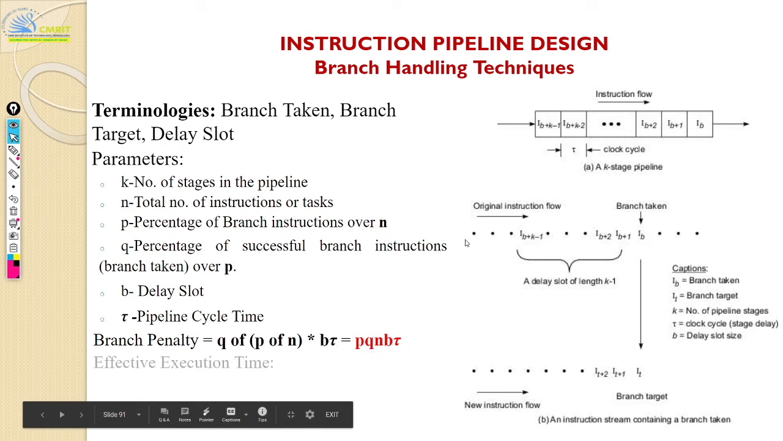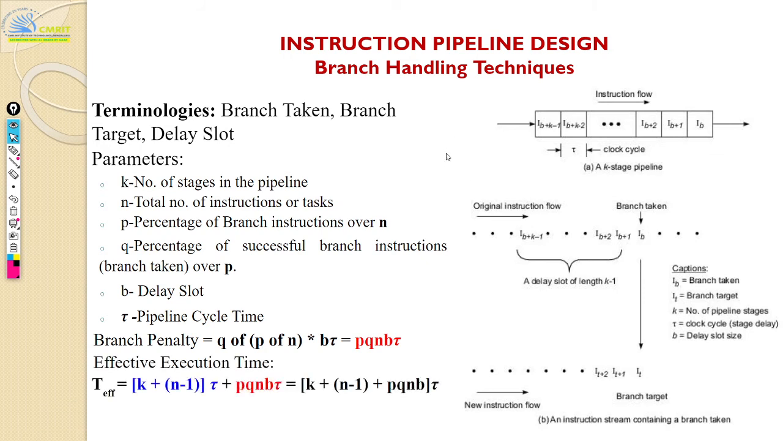Now the effective execution time you can calculate using this formula. T effective is your pipeline execution time, if you remember, k plus n minus 1 times tau, which is the time taken for the pipeline, plus the branch penalty. So that's the effective pipeline time including your branch instructions. Any questions? Is it clear how branch works?